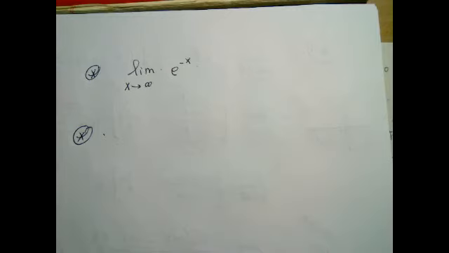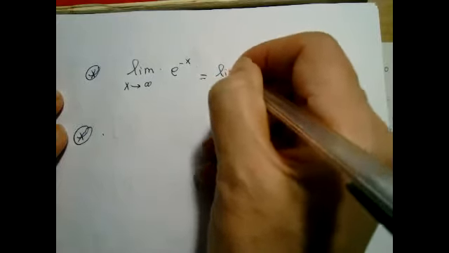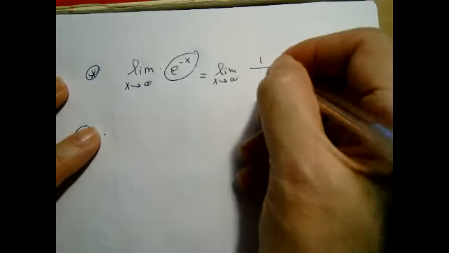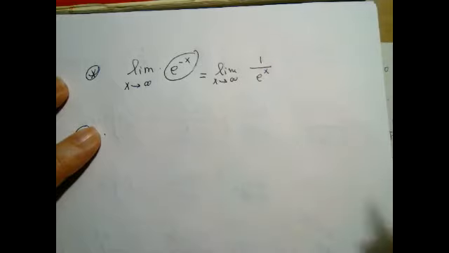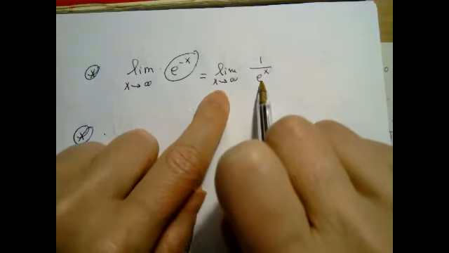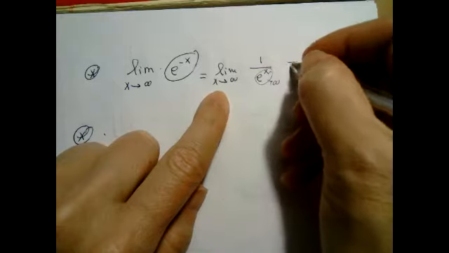Zero. Important limit, 0, because it's 1 over e to the x. Exactly. E to the minus x is 1 over e to the x. Now, when x goes to infinity, e to the x goes to infinity, and 1 over that equals 0.